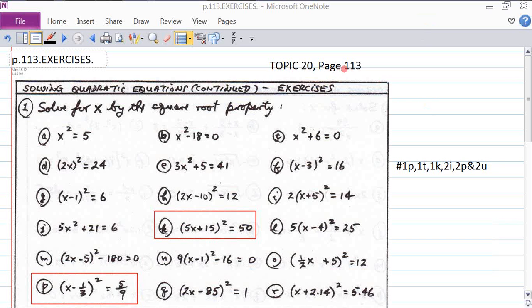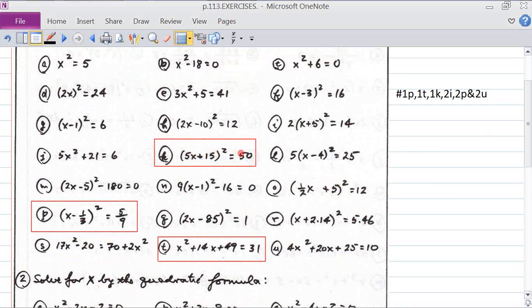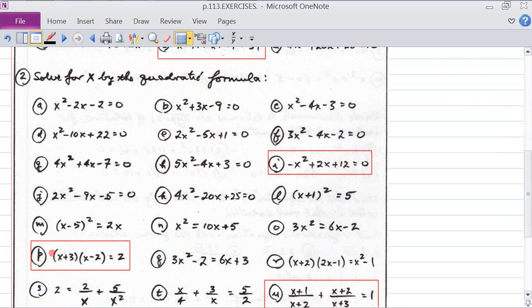We're on page 113, topic 20. Problems that we're going to do are 1P here, 1K, and 1T. So from problem 1, we're going to do P, K, and T. And from problem 2, we're going to do I, P, and problem U.